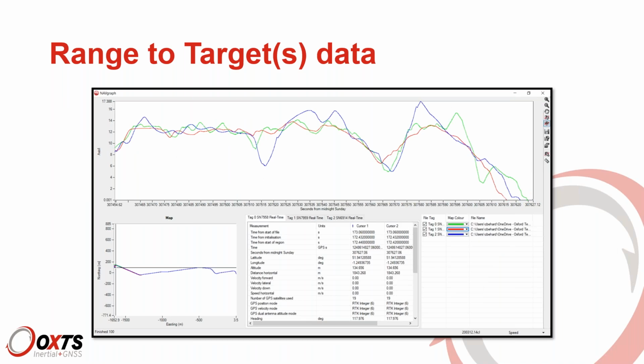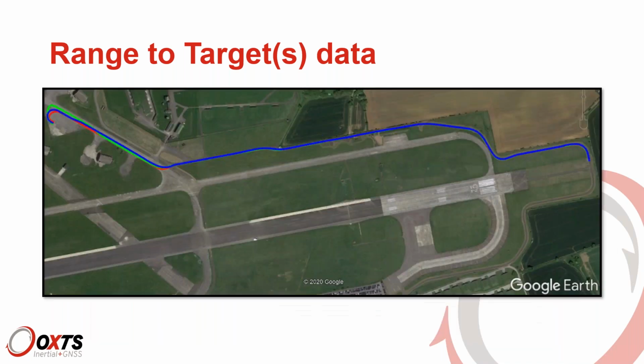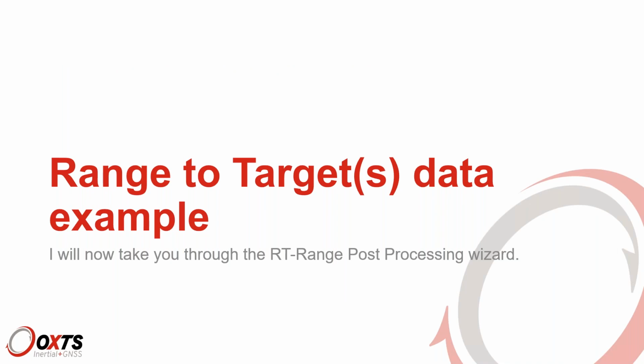So this is how the data looks when you look at the individual NCOM files. You can see them driving in a convoy. And then this is the position trace of those NCOM files. They're just driving from the same start point, one behind the other, to the same endpoint. And now I'll take you through the post-processing wizard again.